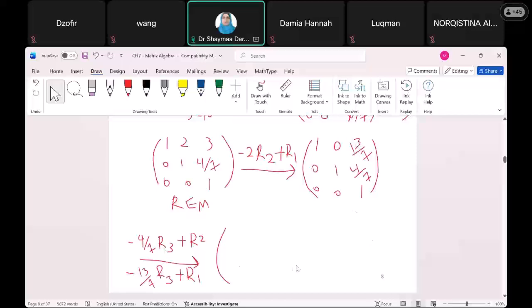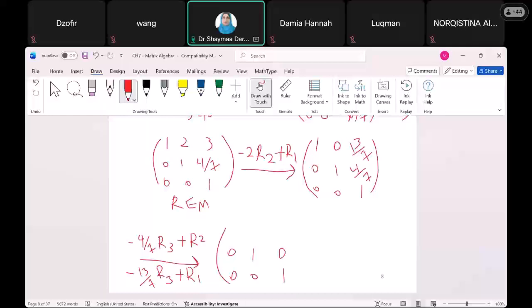So here, 0, 0, 1, this one same. Multiply the third row by -4 over 7. -4 over 7 times 0 plus 0 is 0. -4 over 7 times 0 plus 1 is 1. -4 over 7 times 1, -4 over 7 plus 4 over 7 is 0. Okay. Same for the first row.